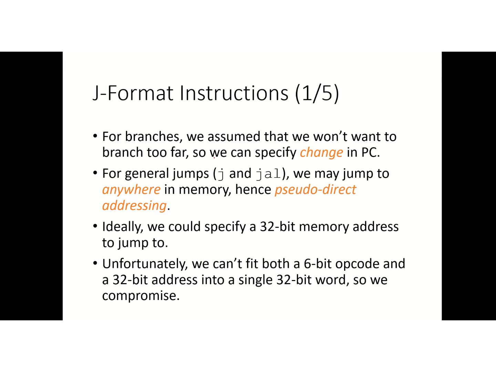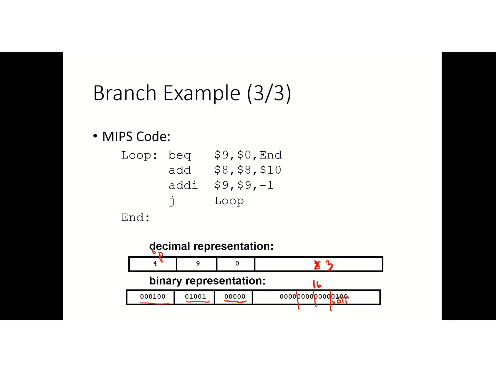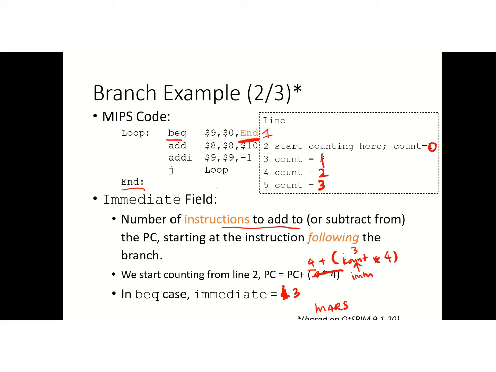So for branches, we assume that we won't want to branch too far, so we can specify the change in PC. Oh, before I forget, the counting here, going down, will be the increment of the count. But let's say you want to branch to the top, before this branch. Let's say you want to go to L1. L1 is here.